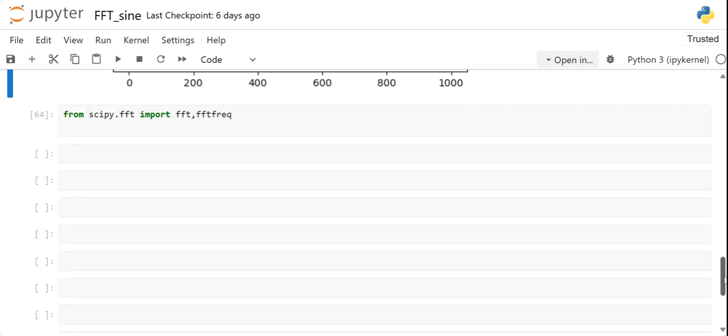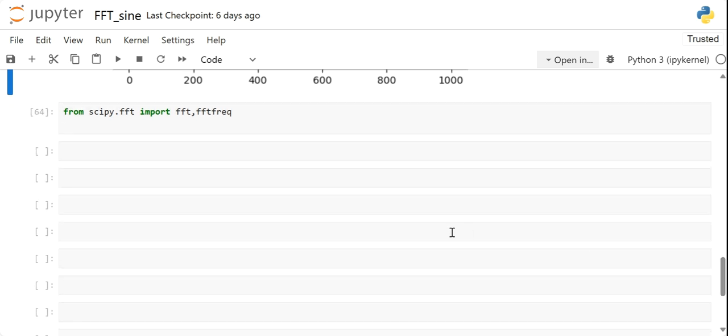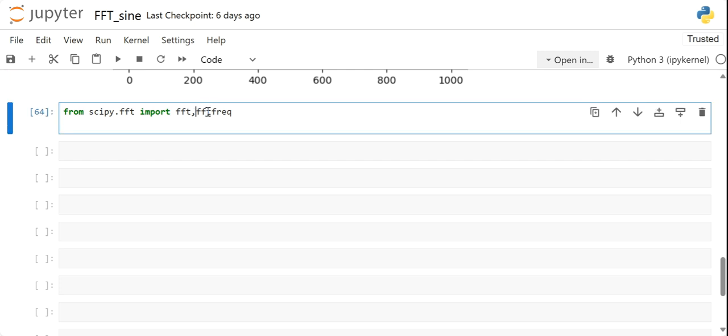To find out the FFT, we need to import the necessary library from Python. So first one is from scipy.fft import fft, fftfreq. Since we need to calculate the FFT, that's why we are importing fft, and to plot the FFT on the frequency domain we need the frequency, right? That's why fft and then fftfreq. This will give us the frequency on the x-axis.